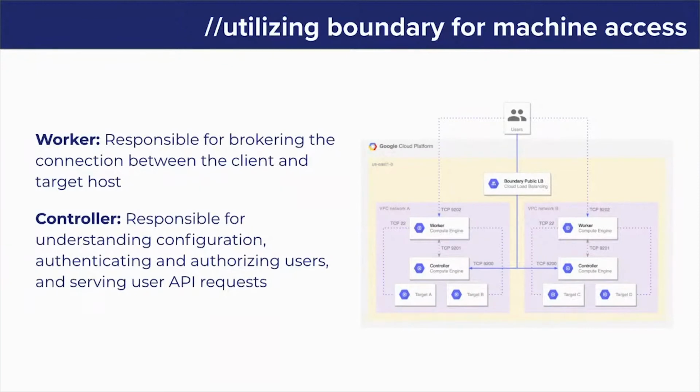The workers sit on top, and they are responsible for brokering the connection between the clients and the target hosts. So when I do a Boundary connect, which I'm going to show, I'm hitting the worker, and then the worker hands me off to my target. Here I have a public load balancer sitting in front so that I can hit the API. Then when I do a Boundary connect, my worker takes that in and distributes it across to the target.